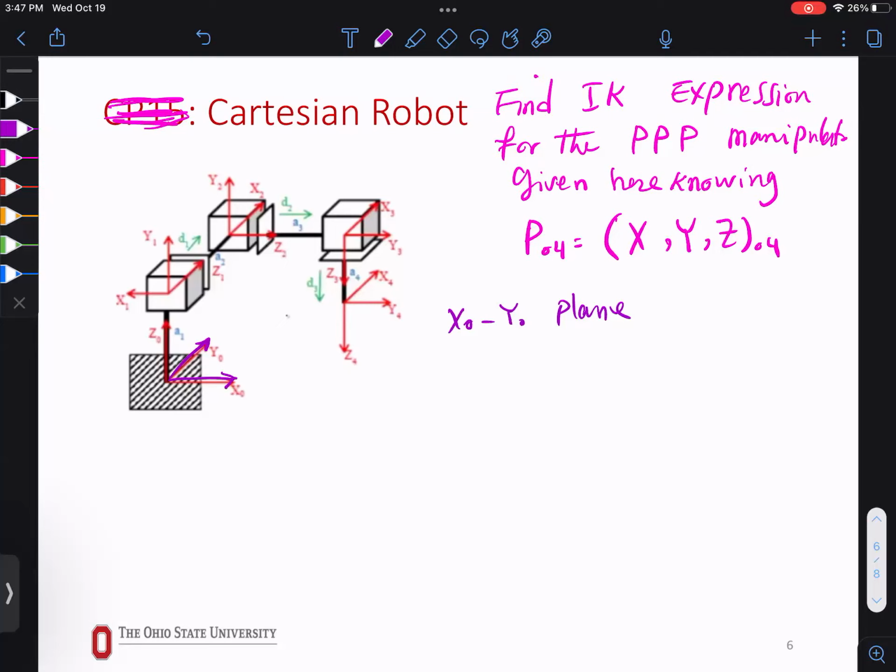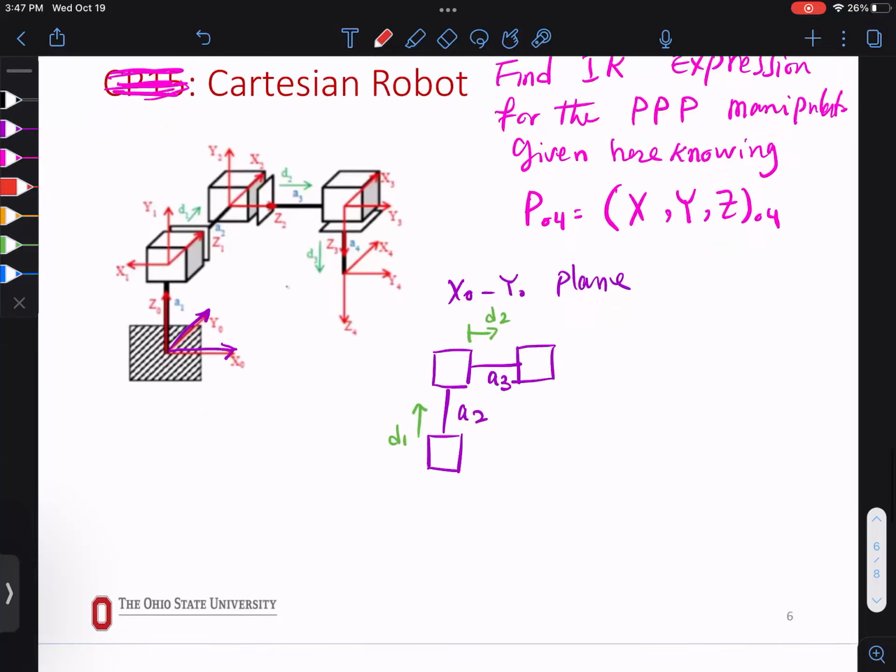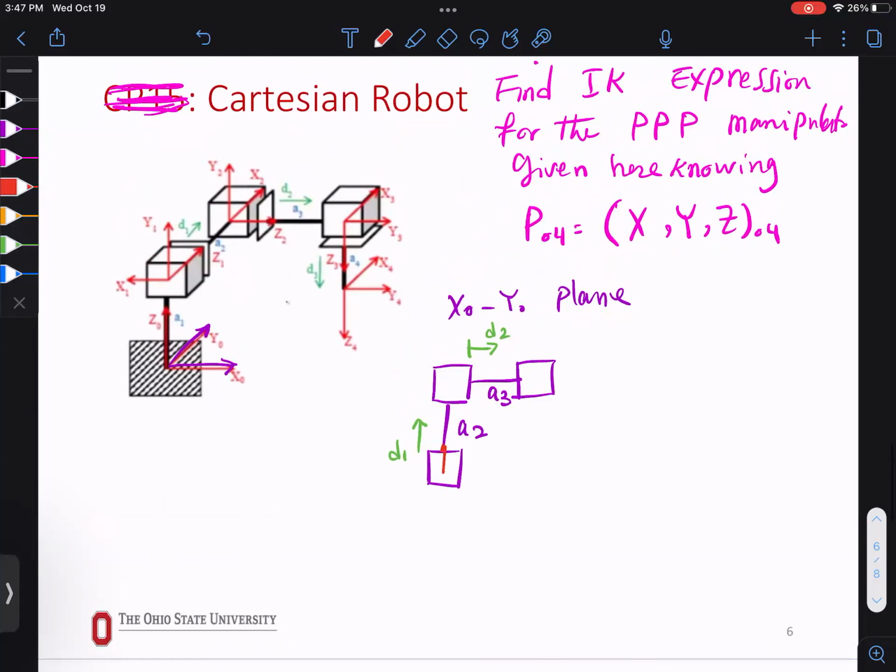So starting from here, I see this one, I see that one, and I see this one. So this is A2, A3. And I know this, I can see D2 and I can see D1 here. And I'm going to just practice my axes and frames, X0, Y0, please correct me if I'm wrong, because I'm just following my notes. Z1, X1.